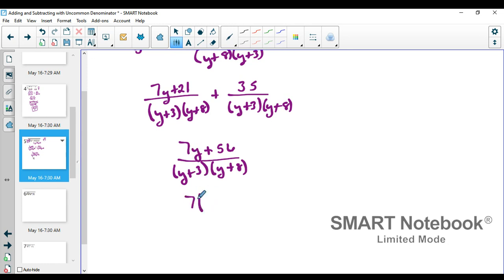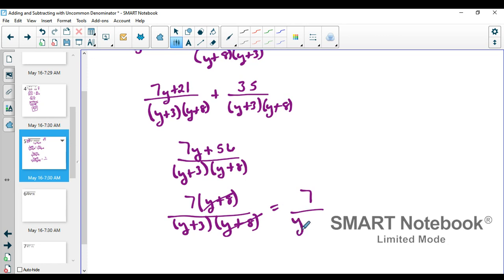So we're going to factor out that 7. So 7y divided by 7 is just y. 56 divided by 7 is 8. So we're going to add the 8. And then just rewrite y plus 3 over y plus 8. And look, we have a y plus 8 in both the numerator and the denominator, so those are going to go away. So our final answer is just 7 over y plus 3. And there we go.